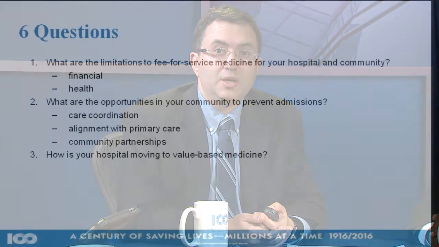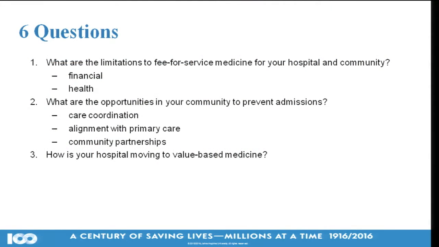Second question: what are the opportunities in your community to prevent admissions? And such opportunities could be with care coordination, alignment with primary care, or community partnerships. If you're moving to a global budget, there is a real opportunity for a hospital to make savings. If it's for-profit, to make profit. If it's non-profit, to make margin. And that opportunity is in preventing admissions. Because if you're paid a global budget and you prevent admissions, you keep the difference on the back end.